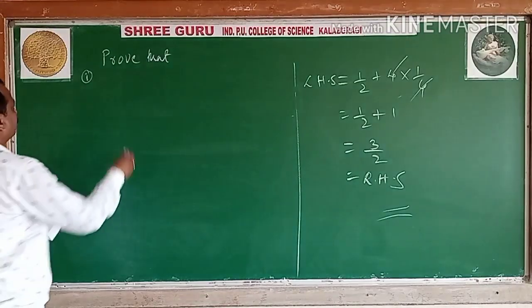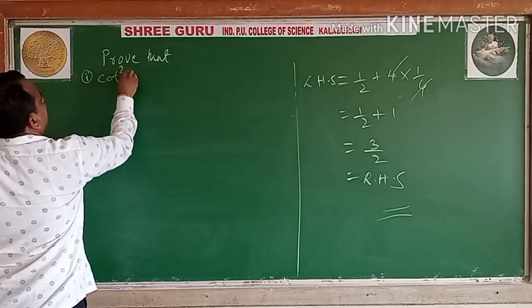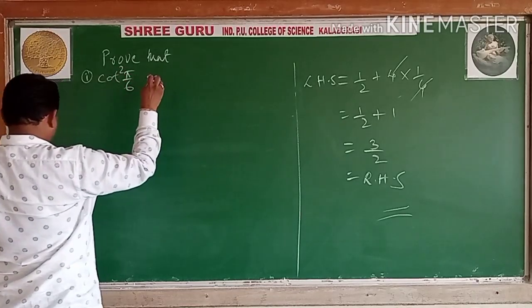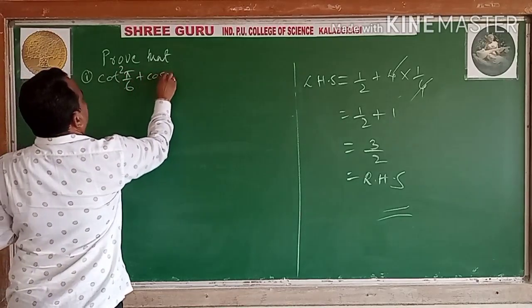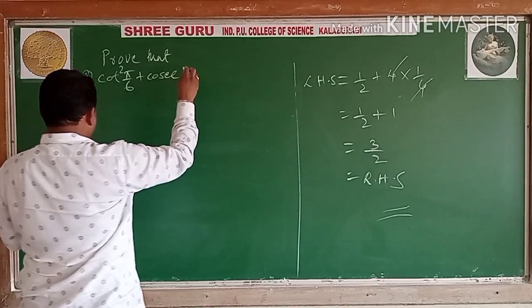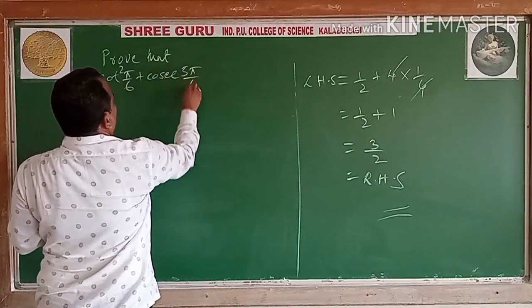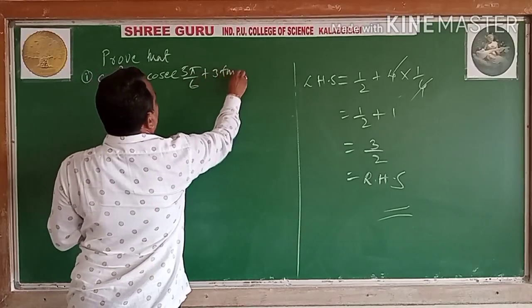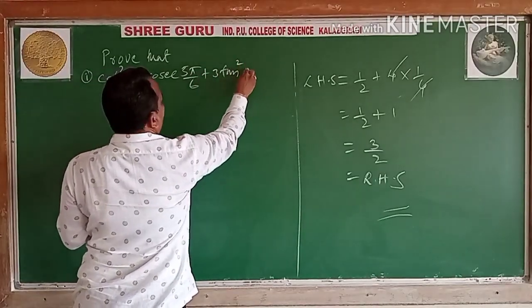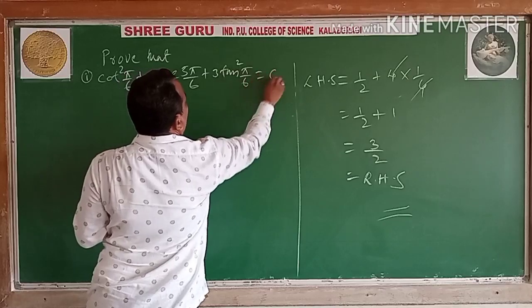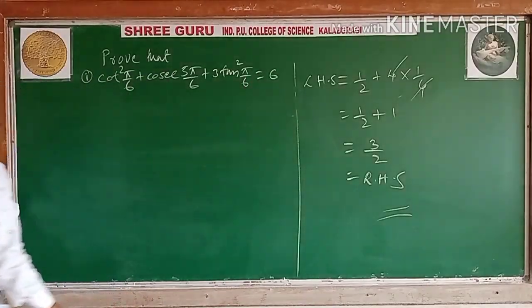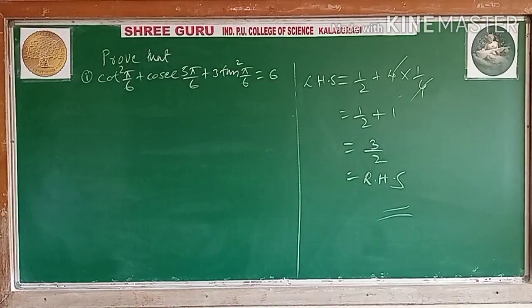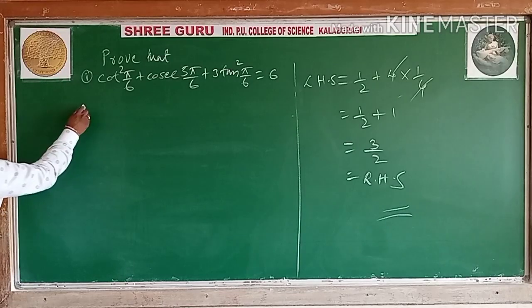Cot square pi by 6 plus cosecant 5 pi by 6, no square, plus 3 tan square of pi by 6 is equal to 6. Once again I repeat the question, student. Cot square pi by 6 plus cosecant 5 pi by 6 plus 3 tan square of pi by 6 is equal to 6.